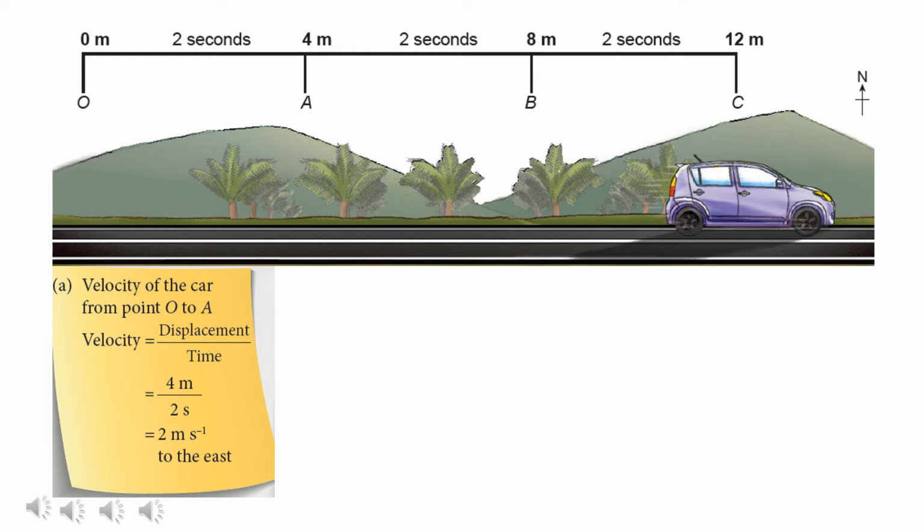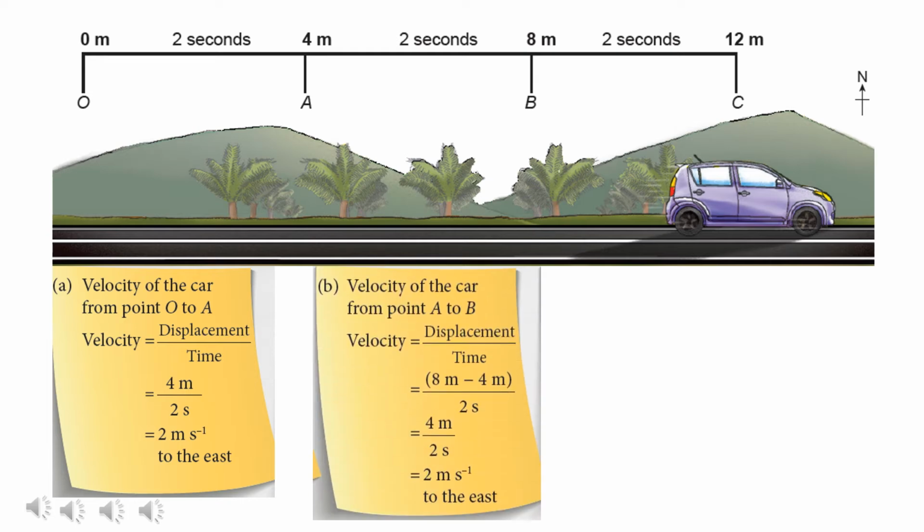Now let's do another calculation. What is the velocity of the car from point A to B? What is the displacement? What is the time taken? Based on the picture, the displacement is 8 meters minus 4. The time taken is 2 seconds. The velocity is 4 divided by 2. The answer is 2 meter per second, 2 meter per second to the east.